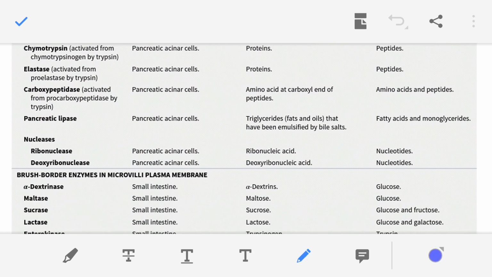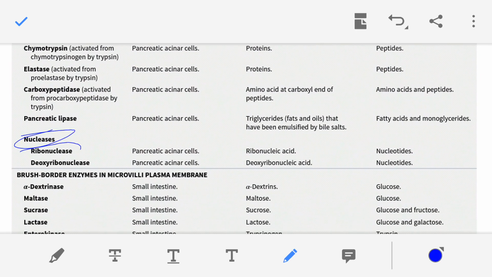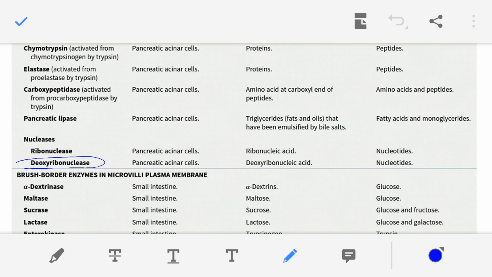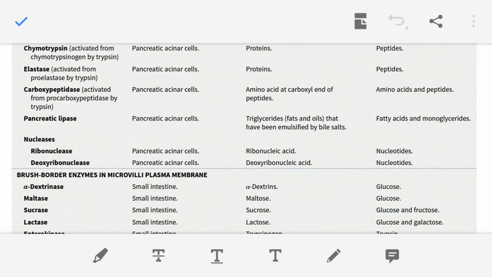Then the nucleases. Ribonuclease acts on RNA. So RNA digestion yields ribonucleotide. Then deoxyribonuclease acts on DNA. So digestion of DNA produces deoxyribonucleotide.